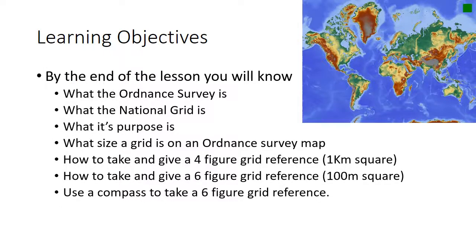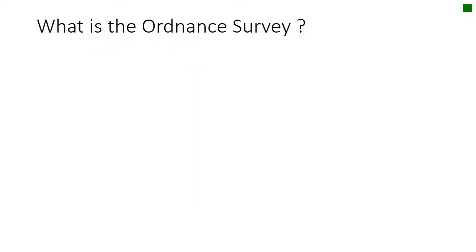So, by the end of this lesson, I'm hoping that you will know what the Ordnance Survey is, what the National Grid is, what its purpose is, what size the grid squares are on an Ordnance Survey map, how to take 4- and 6-figure grid references, and also how to use a compass to do so.